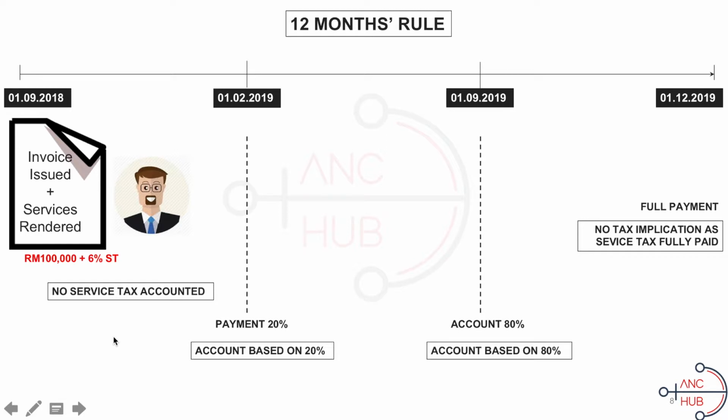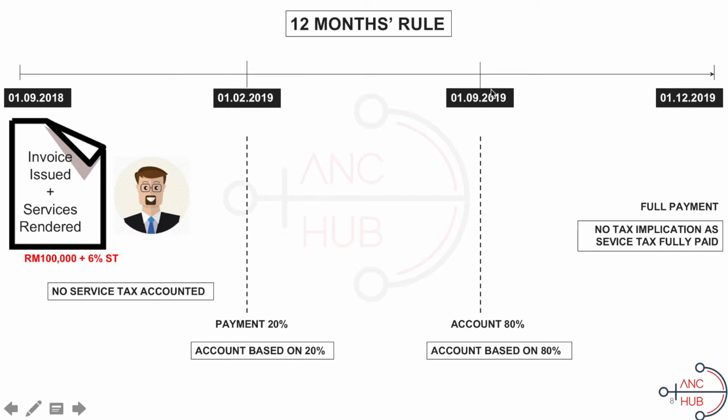Let's look at the timeline of service tax. In September, I issue an invoice of 100,000 plus 6% service tax. However, I do not need to account for any service tax yet because there is no payment received. In February, I receive a payment of 20%. Then I have to pay service tax based on that 20%.